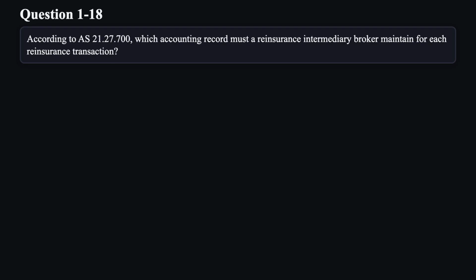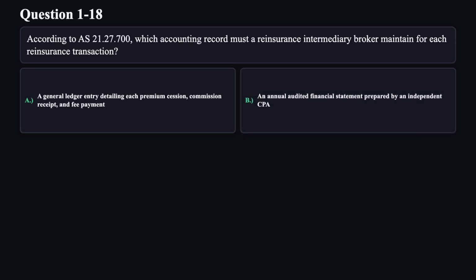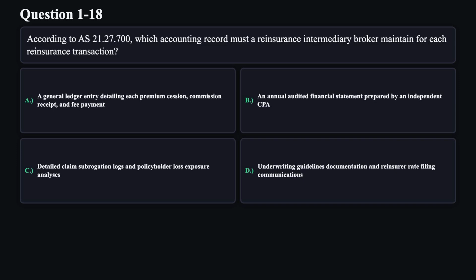Question 18. According to AS 21.27.700, which accounting record must a reinsurance intermediary broker maintain for each reinsurance transaction? A. A general ledger entry detailing each premium cession, commission receipt, and fee payment. B. An annual audited financial statement prepared by an independent CPA. C. Detailed claim subrogation logs and policyholder loss exposure analyses. D. Underwriting guidelines, documentation, and reinsurer rate filing communications.